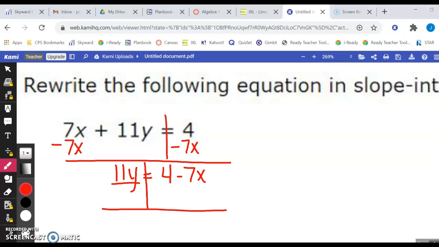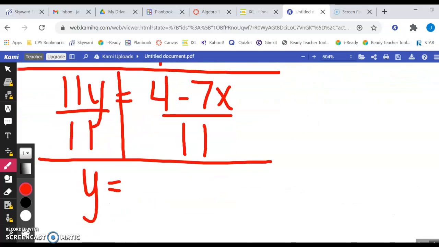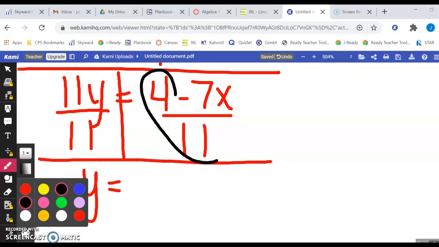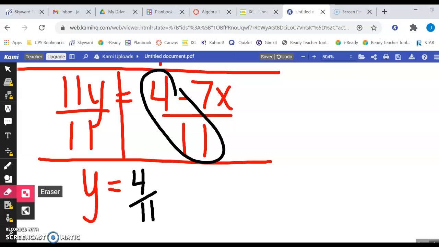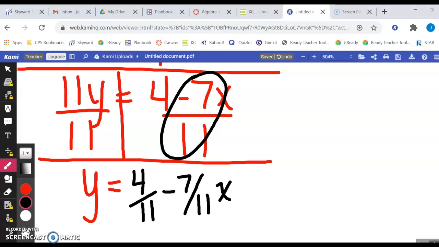And then I have to divide everything by 11. So y equals, this is where you have to divide everything by 11. So I'm going to start off by doing 4 divided by 11. So that's going to be 4/11ths. And then I'm going to have to do -7 divided by 11, which is going to be -7/11ths with an x behind it.